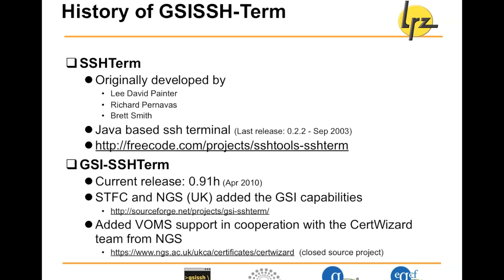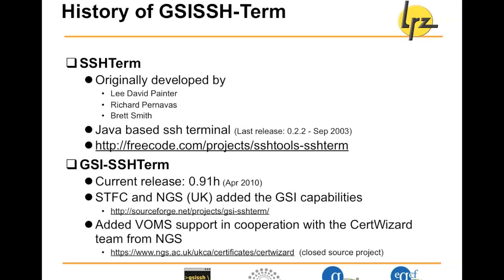A history of GSI-SSHTerm. It was originally known as SSHTerm and was developed to be a Java-based SSH terminal. The last known release was 0.2.2 in September 2003. I have included the link here for those who are interested.